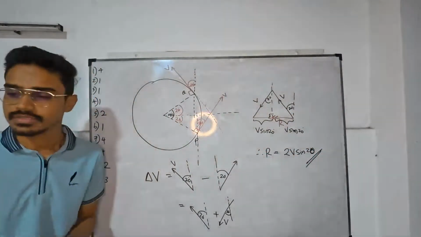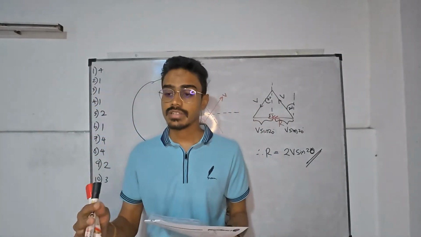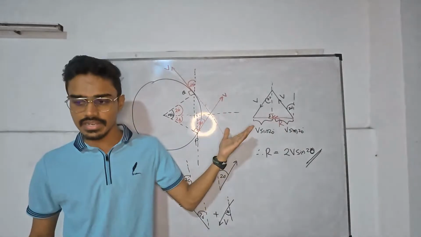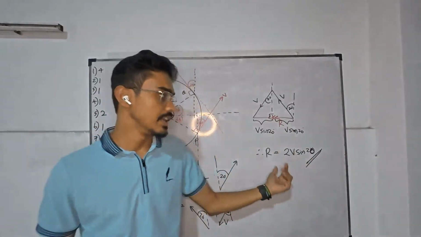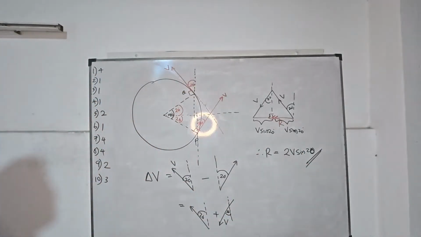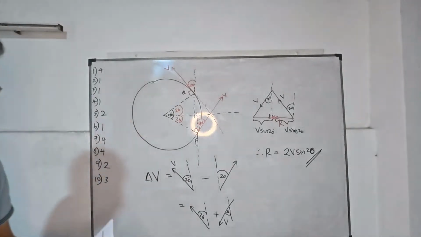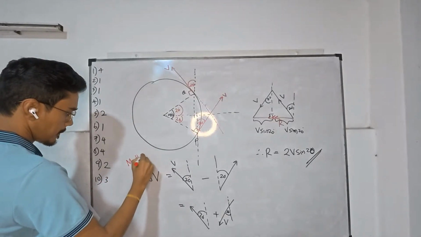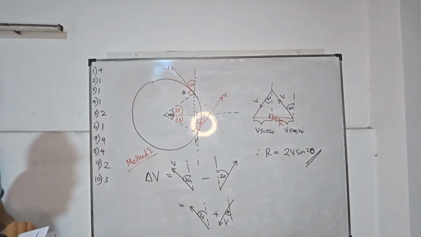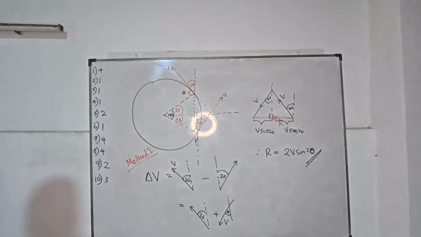2V sine 20. This is a very good question as a combination of circular motion with vectors. I'm actually using the vector triangle here, an application of the vector triangle. Take it down. This is method 1. I'll explain two methods of doing this, and then another method to do the same.